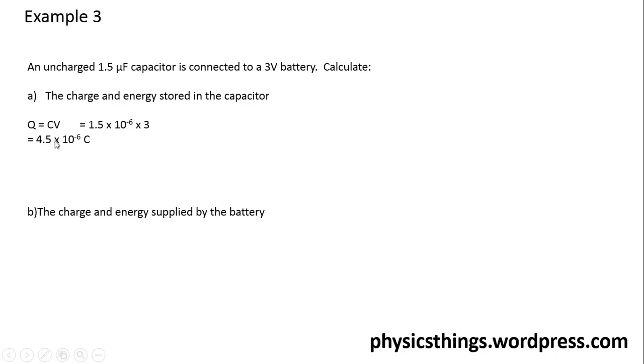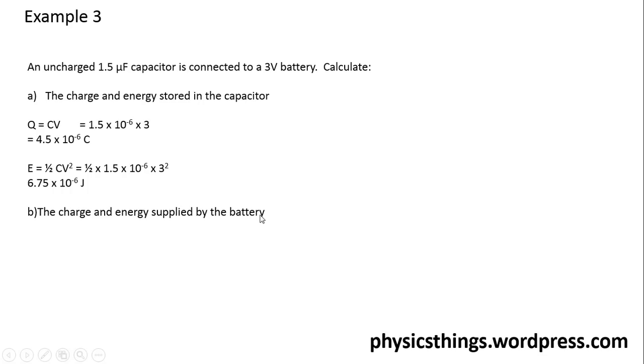Well, I have a charge, I have a voltage, and I have a capacitance. So again, I could use any of the equations, but I'm going to go here for E equals a half CV squared. And plugging my numbers in, I get 6.75 times 10 to the minus 6 joules. So how do we work out what the charge and the energy supplied by the battery would be?